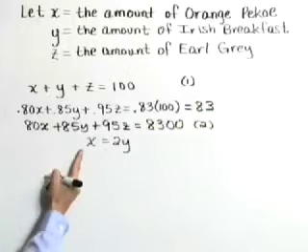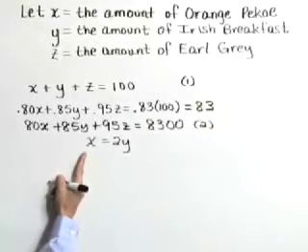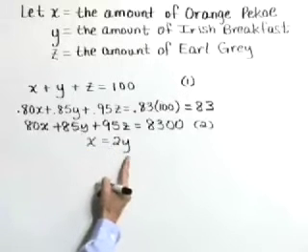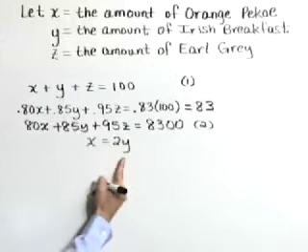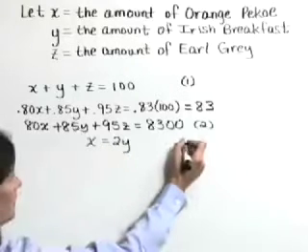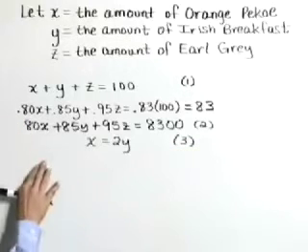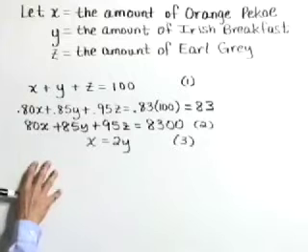Now we need a third equation. We're told that he wants to use twice as much orange pekoe as Irish breakfast. So this amount X is going to be 2 times Y. The amount of orange pekoe is 2 times the amount of Irish breakfast. Let's identify that as equation 3. So we've completed that step, we've written our equations. Now let's solve this system of equations.